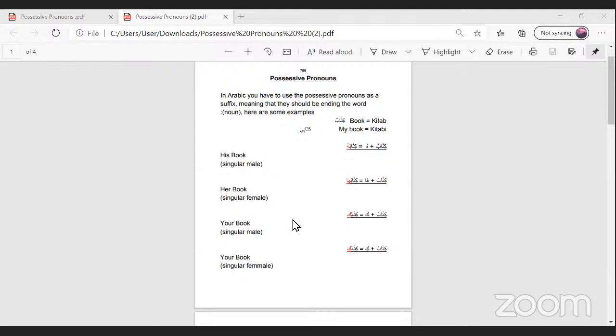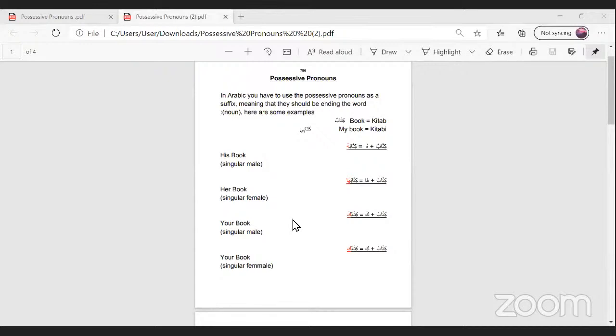For a female, Baytuki. Okay, and our house: Baytuna. That's our house, and my house: Bayti. Excellent. I'm going to give you another word.